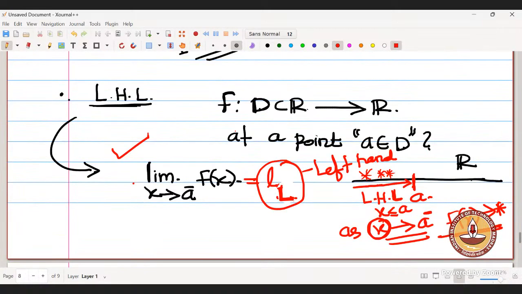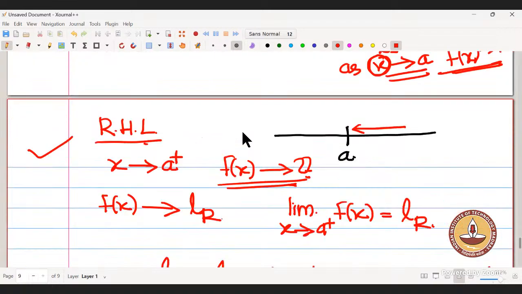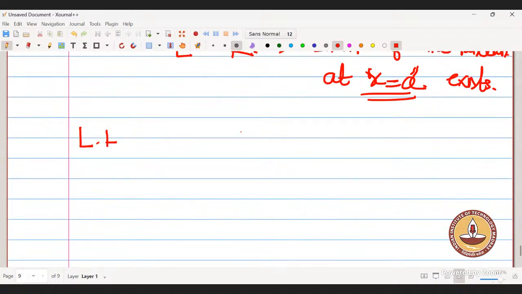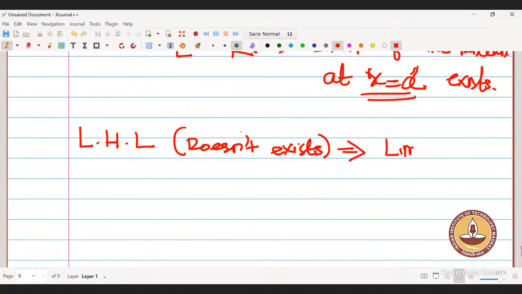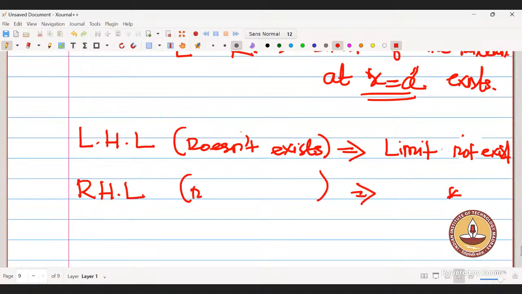First you need to check whether the left hand limit exists. If the left hand limit doesn't exist, then from there itself you can say that the limit also doesn't exist. Suppose the left hand limit exists, then you go to the right hand limit. And if the right hand limit doesn't exist, then also you can say that the limit doesn't exist.